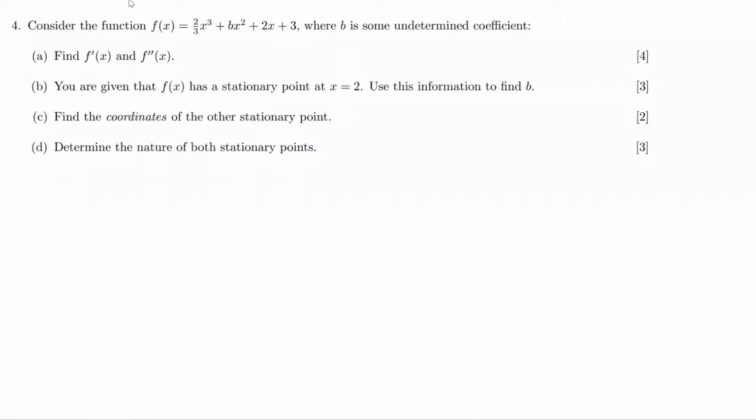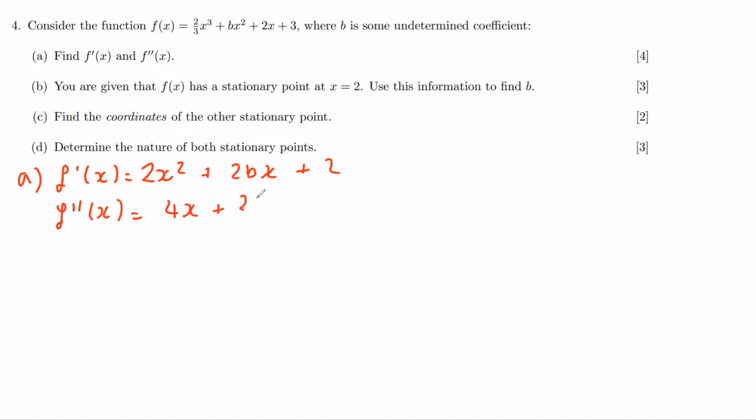So for this question, we're going to consider the function f of x equals 2 over 3 x cubed plus bx squared plus 2x plus 3, where b is some undetermined coefficient, so we don't know what b is in this case. Now for part A, we're asked to find f dash of x and f dash dash of x. So we're asked to find the first derivative and the second derivative. Now the first derivative should give us 2x squared plus 2bx plus 2. And the second derivative, so f dash dash of x, should give us 4x plus 2b.